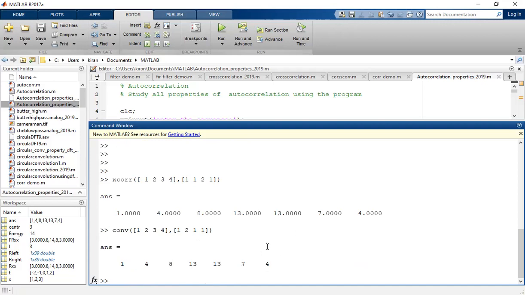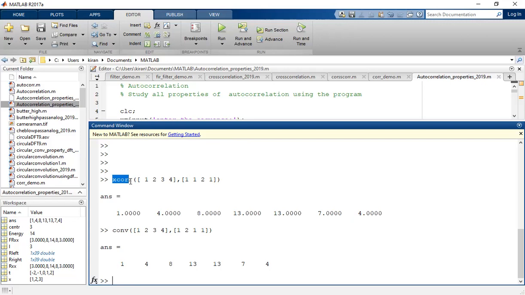So that means convolution and correlation are very much related. You remember the expression y of n equal to sum of x of k h of n minus k. If that is convolution, then y of n equal to sum of x of k h of k minus n is correlation, right? Or equivalently, you can see the first sequence convolved with the second sequence flipped gives you the same as correlation.